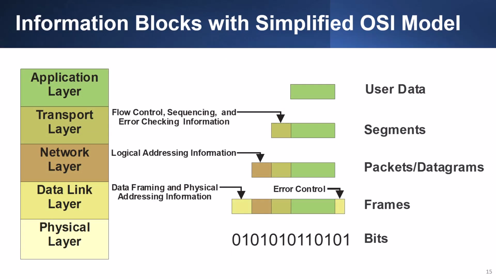This slide shows the information that's being added or removed as the data is getting encapsulated or decapsulated. The data link layer will add the physical address information and error control, which is used to move data between two computers or endpoints on the same network. The network layer has the logical addressing information including IP address and is used to move data between networks. The transport layer includes flow control, sequencing, and overall error checking information.